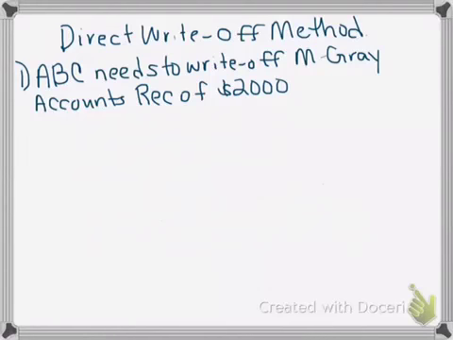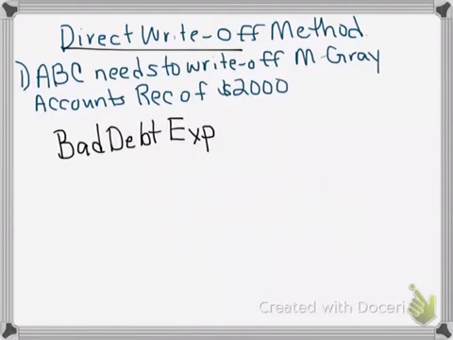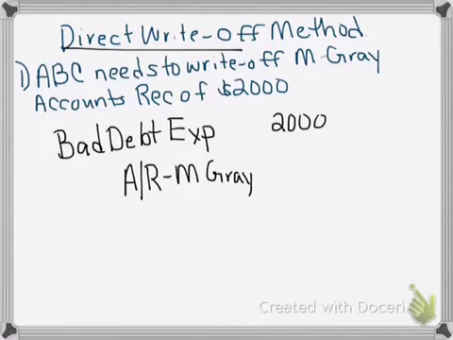So the journal entry that we would use to write this off would be bad debt expense. And the other side, since this is direct write-off, we're going to directly write off her account. So it would be the accounts receivable for M. Gray. If you remember when we looked at Chapter 7 and Chapter 8, we looked at those subsidiary ledgers. M. Gray would be the subsidiary ledger that we would be dealing with, whereas the accounts receivable is the control account.